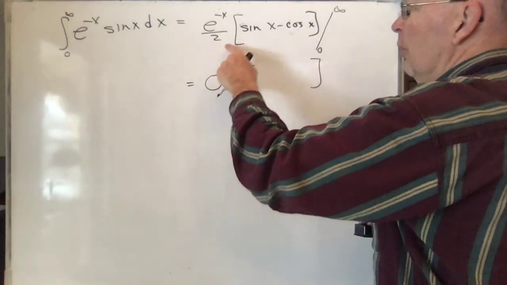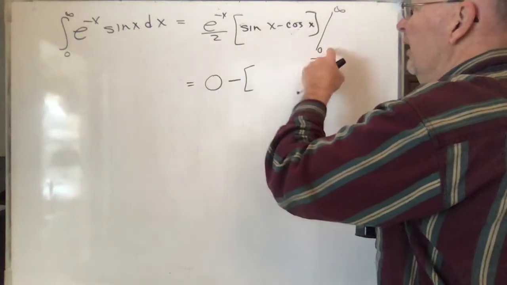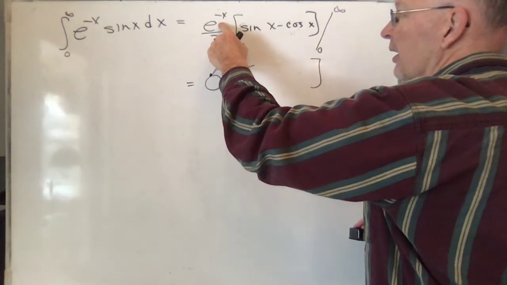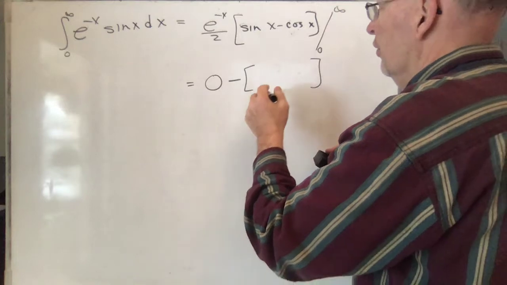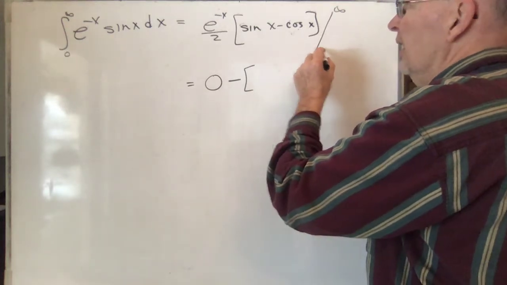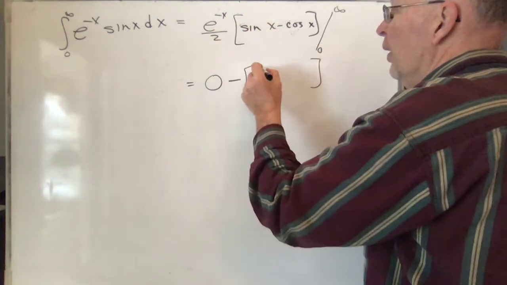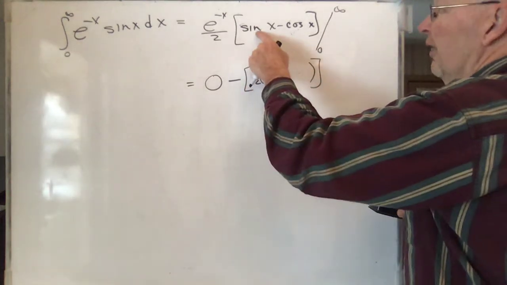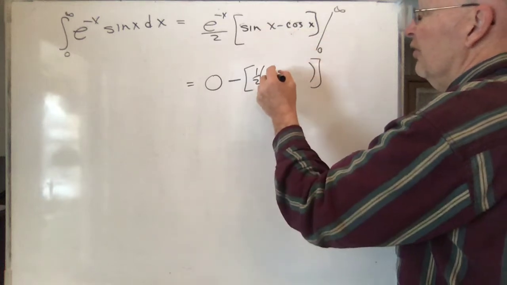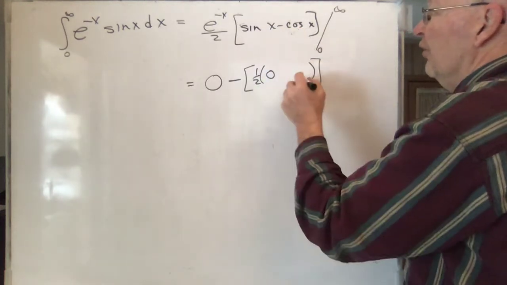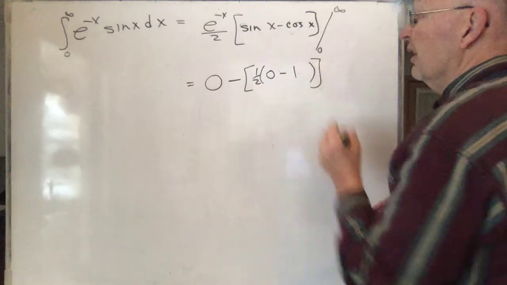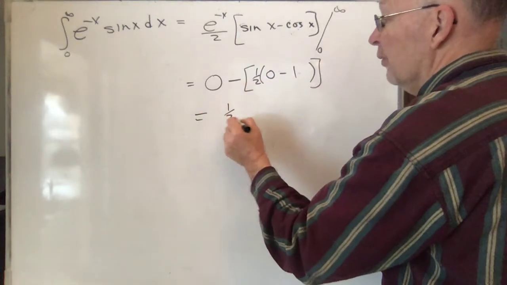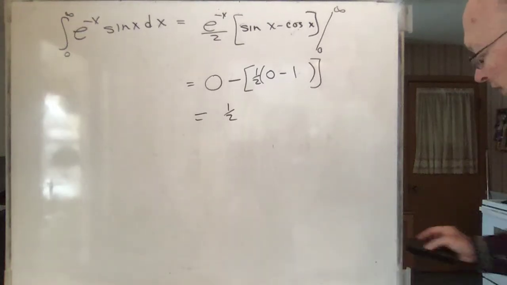Let's see. When you stick in infinity, that's going to be infinity. When x is 0, you're going to get e to the 0, which is 1/2. That's why that was there. Times the sine of 0 is 0, and then the cosine of 0 is 1. So you're going to get that, and so that gives you positive 1/2. So that looks right.